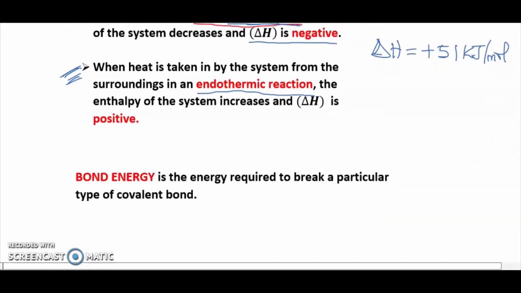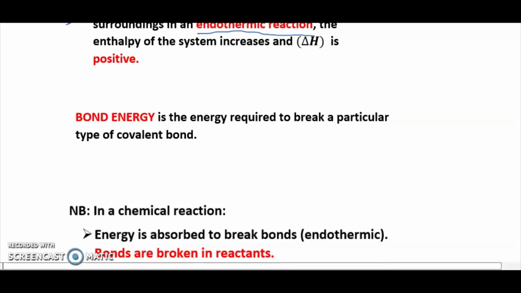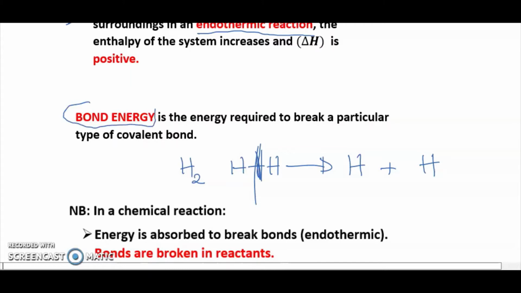Okay, now that we know about that, let's move to the next stuff. So it's also good we understand what bond energy is. And bond energy is simply the energy required to break a particular type of covalent bond. Let's say we have a hydrogen molecule that is made up of two hydrogen atoms linked by a covalent bond. If we want to break this bond to release separate atoms, a hydrogen atom plus a hydrogen atom, in this case the energy we use to break this bond is what we call bond energy, and it has a certain value for each specific type of bond. We are going to look at that when we solve some examples.